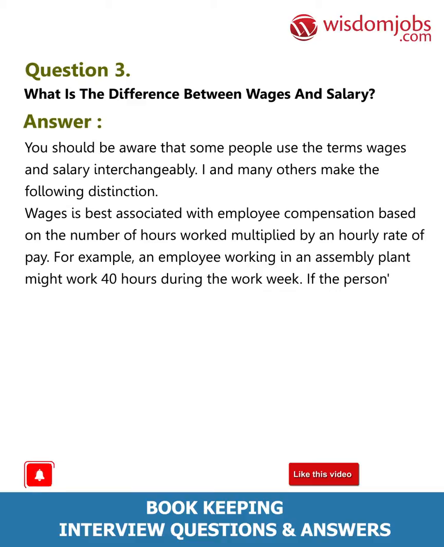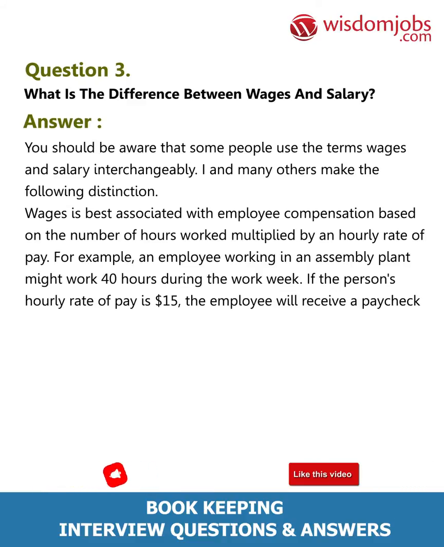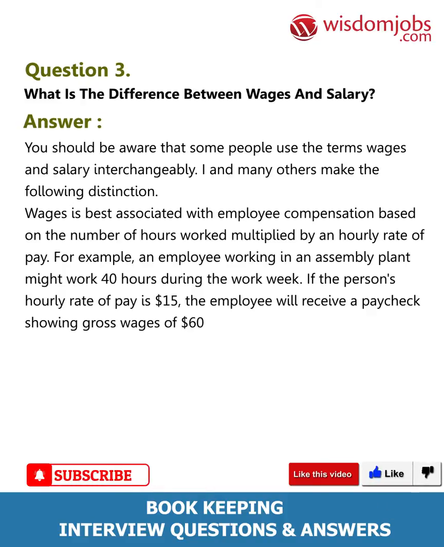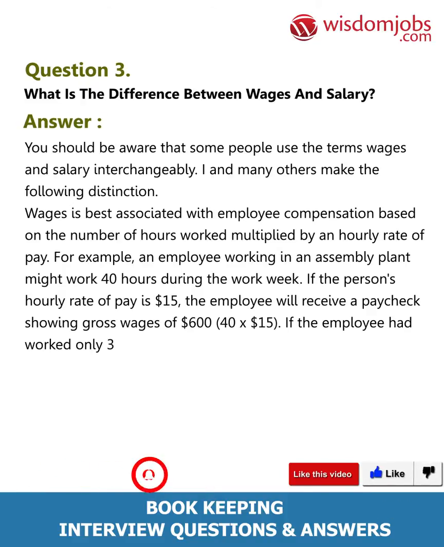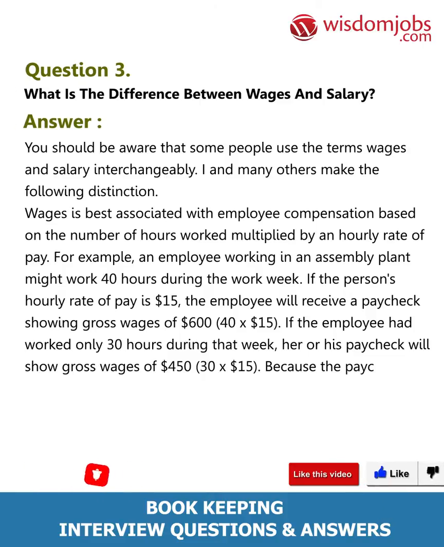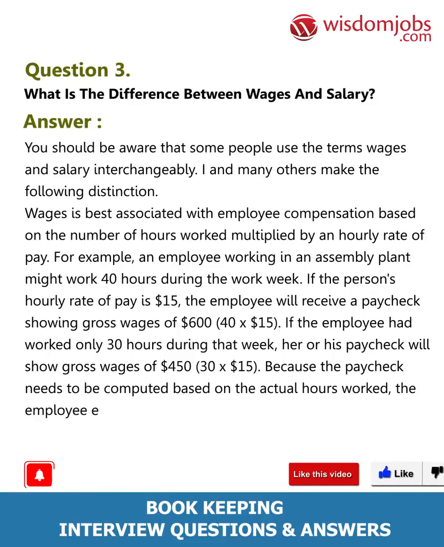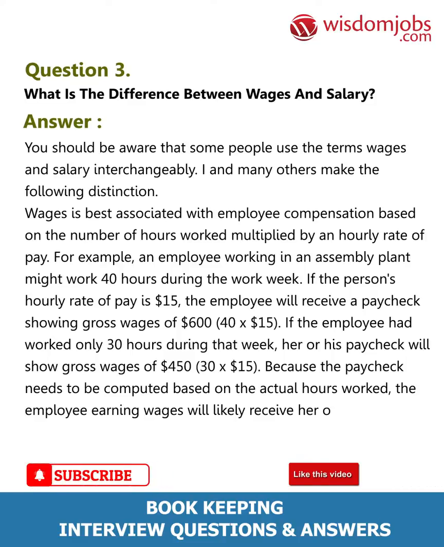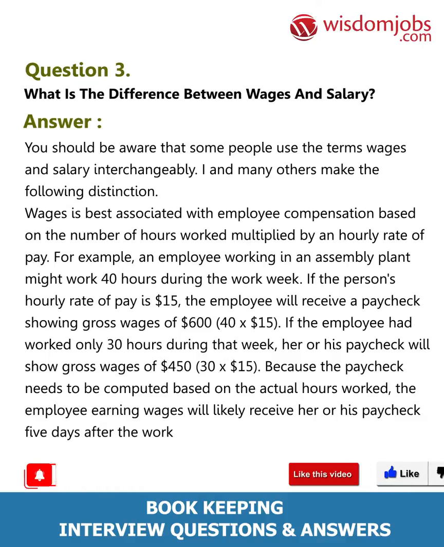If the person's hourly rate of pay is $15, the employee will receive a paycheck showing gross wages of $600, 40 x $15. If the employee had worked only 30 hours during that week, her or his paycheck will show gross wages of $450, 30 x $15. Because the paycheck needs to be computed based on the actual hours worked, the employee earning wages will likely receive her or his paycheck 5 days after the work period.